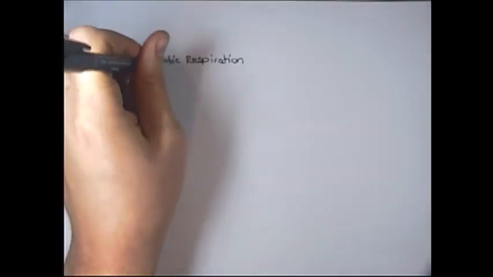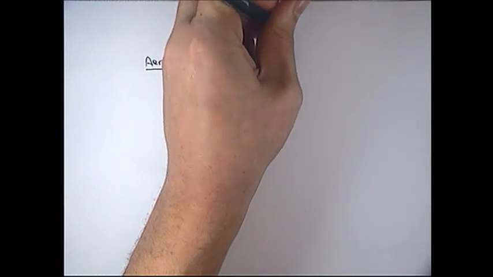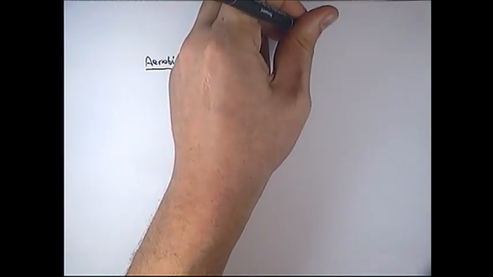Today's video is about the topic of aerobic respiration. Previously we have looked at what respiration is and why it's important. Today we're looking at aerobic respiration, which is one of the two main forms of respiration that you need to understand for GCSE. Now, when we've looked at respiration before, we have said that respiration is the release of energy.